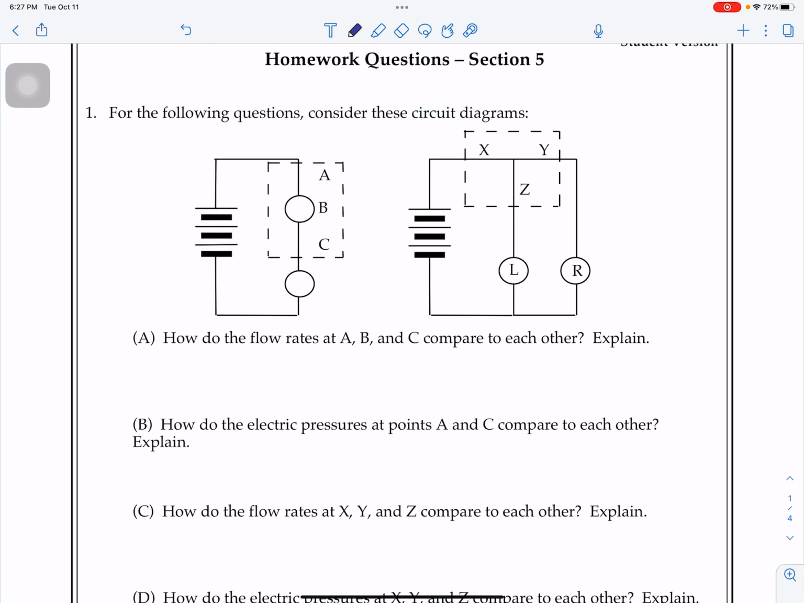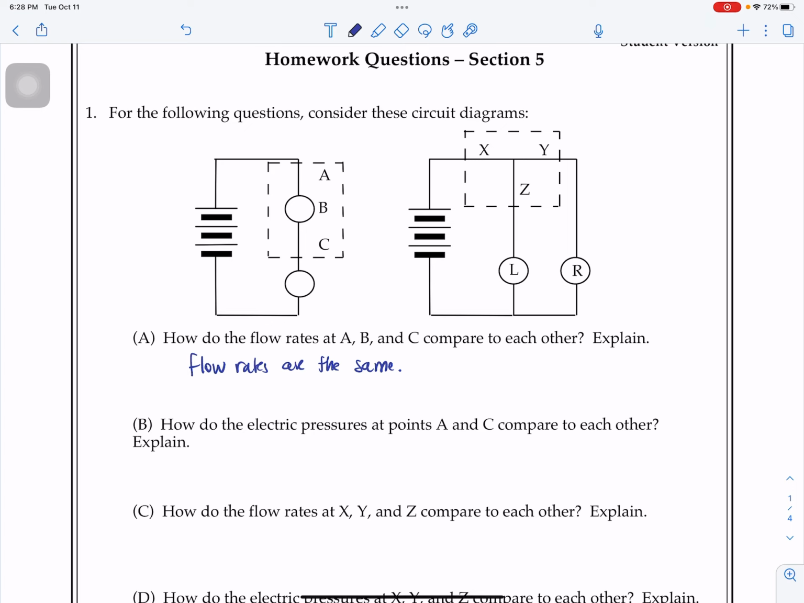So how do the flow rates at A, B, and C compare to each other? The flow rates are the same because these are series points. Flow rates are the same. Because these are elements in series, the charge only has one path, and so it all moves forward at the same rate.